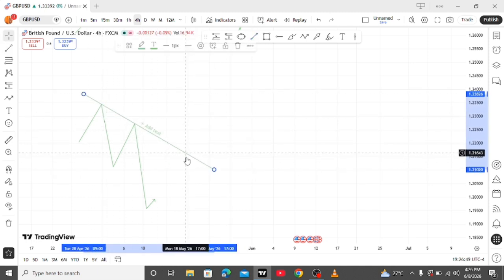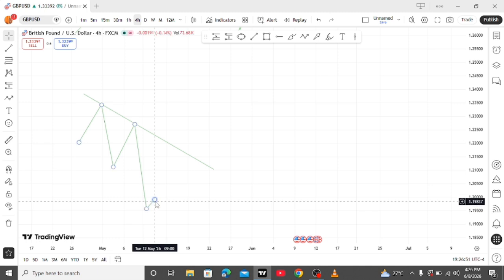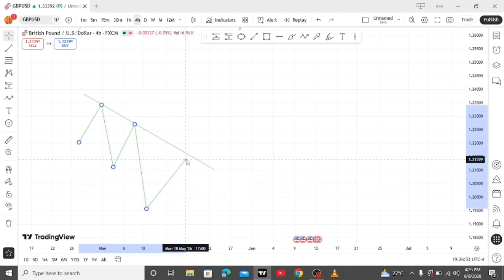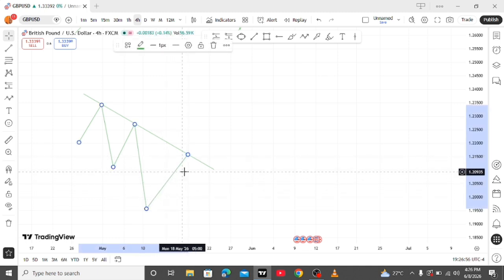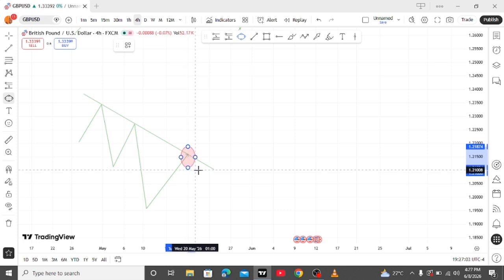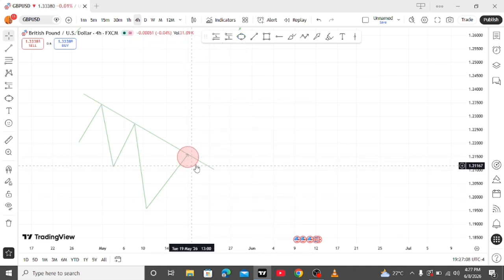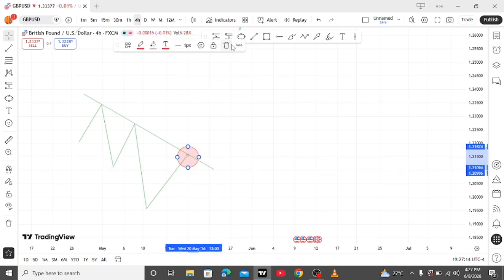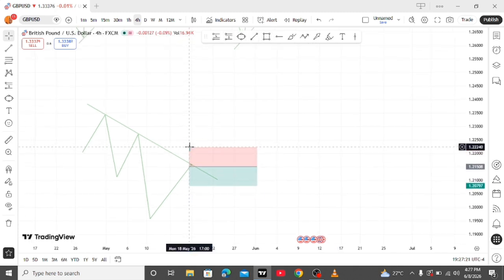We wait for the market to come and give us a third touch of the trend line. And when we see this third touch of the trend line, this is where we go over to the smaller time frame at this point to wait for the market shift. And when we see a market shift in the smaller time frame, we enter a short position.